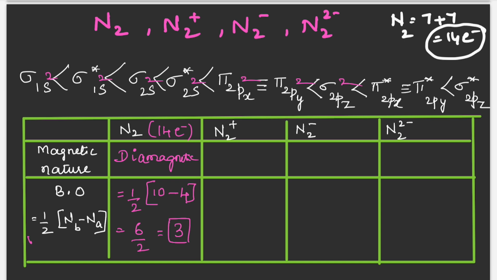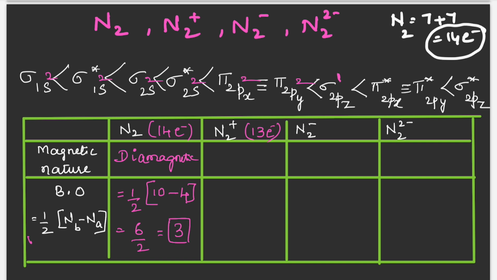Next we will calculate for N2 plus. Students, in N2 plus, how many electrons will be there? N2 plus means we are going to remove 1 electron from 14. If you remove 1 electron from 14, it becomes 13 electrons. So now fill the electrons: 2, 4, 6, 8, 10, 12, 14. This one we will erase, and here we will write 1. So 1 electron, it becomes 13.